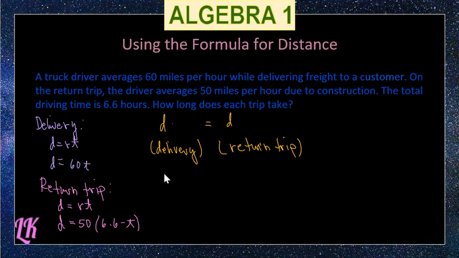So by substitution, that will give us r times t, or that is 60 times t is equal to 50 times 6.6 minus t. So now we need to solve for t.